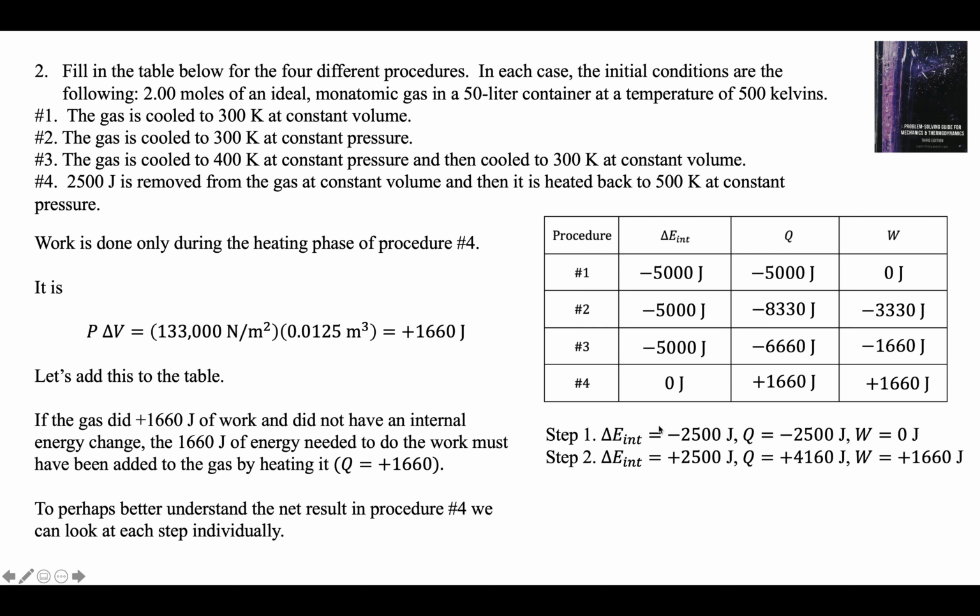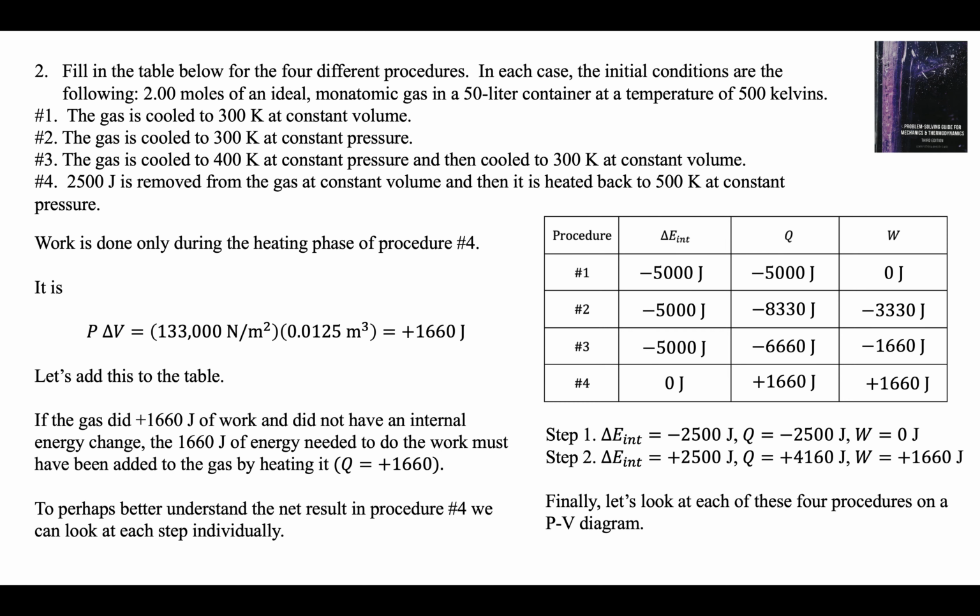So now we can look at the total. The delta E internal total is 0, minus 2,500 plus 2,500. That's what's in the table. Q during the first step is minus 2,500. During the second step, it's plus 4160. That's a net of plus 1660. No work done during the first step, plus 1660 done in the second step. That is plus 1660. So it looks like we're all set there.